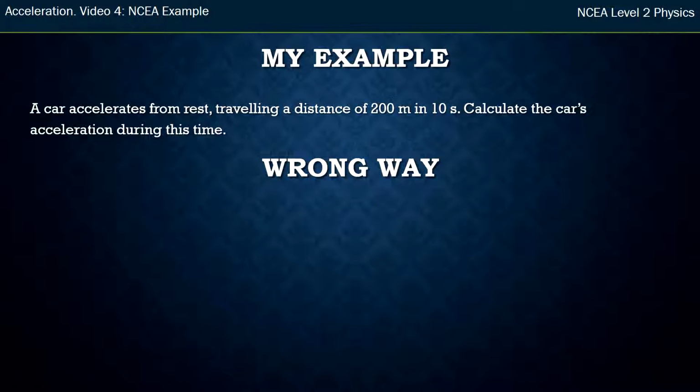The reason I want to look at this is because it's a common mistake that's made. And so I'll go through why it's wrong. So the wrong way would be to do the following. Would be to say, okay, I've been given some information. What have I been given? Distance 200, time 10 seconds, and find the acceleration.